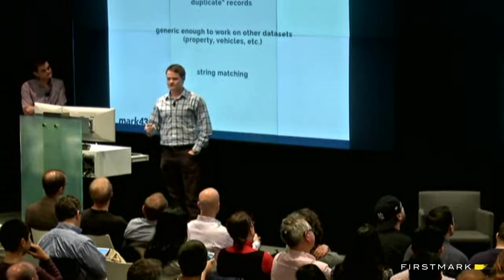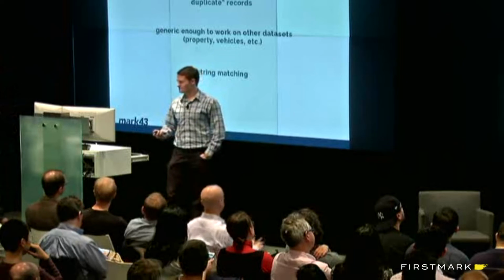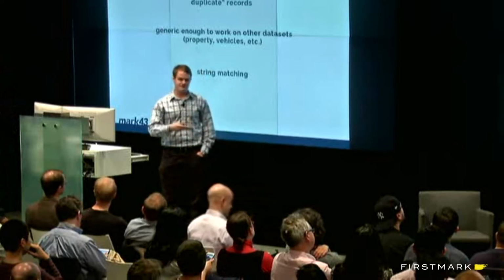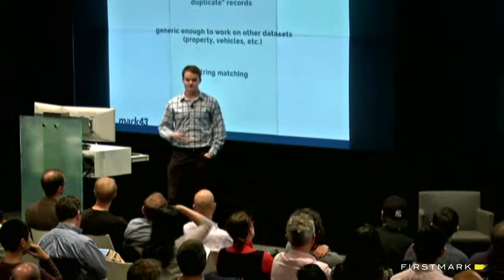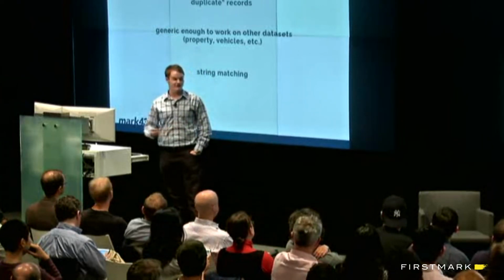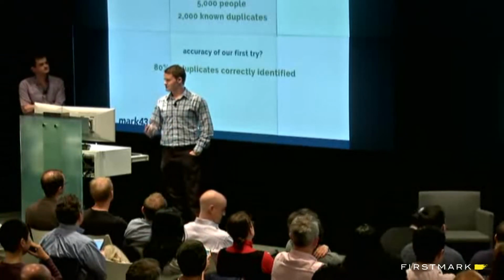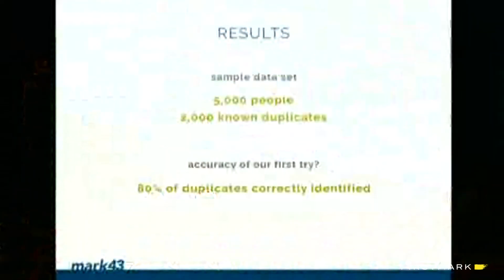And additionally, we looked at this hypothesis and asked, okay, how can we test this? So we built essentially the most basic prototype system we could, using just string matching on the quasi-identifiers within the data set, and then developed a sample data set with about 5,000 people, very small, and 2,000 known duplicates to test our system. And what we were able to find is that in that data set, we correctly identified 80%, a little over 80%, of the duplicates.